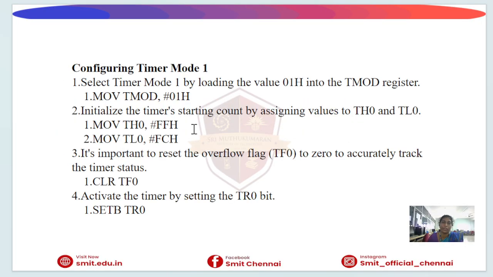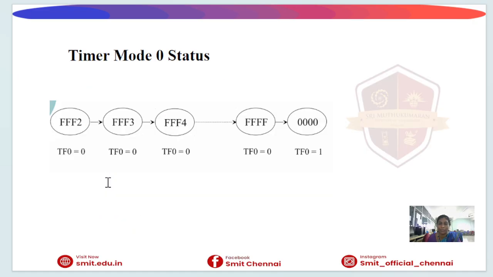Next one is configuring timer mode 1. This is the example. Select timer mode 1 by loading the value 01H into the TMOD register, then initialize the timer count by assigning values to TH0 and TL0. That is, select timer 0 and mode 1 and load the initial count, FFFCH. Clear TF0, that is, clear the overflow flag, and SETB TR0 to start the timer.